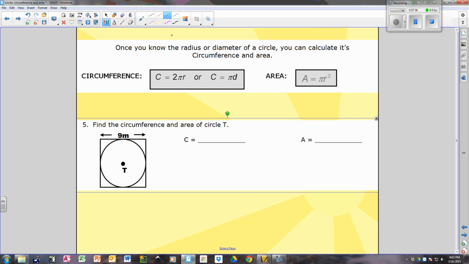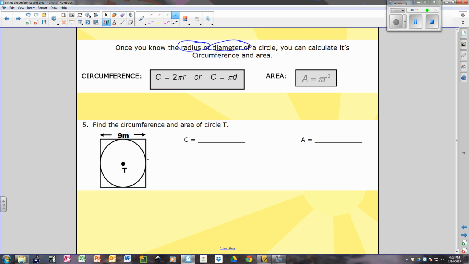All right, now if we're going to find, because once you have your radius or your diameter, depending on which one of these you have, you can find your circumference and your area. Because if you have the radius, you can find circumference. If you know the diameter, you can find the circumference. So if you know the diameter, you can get the radius, and you can find the area.